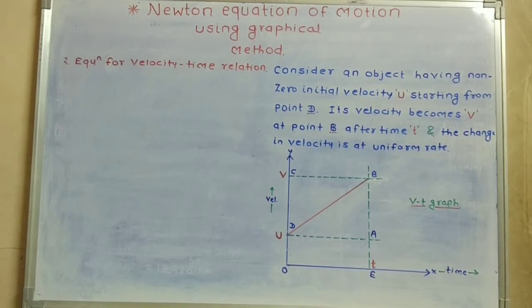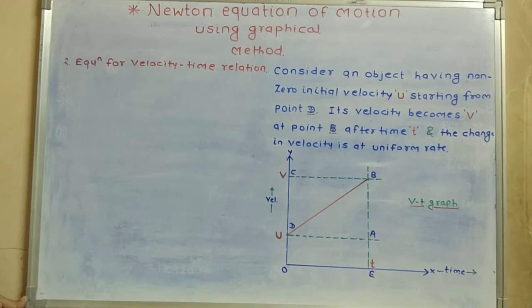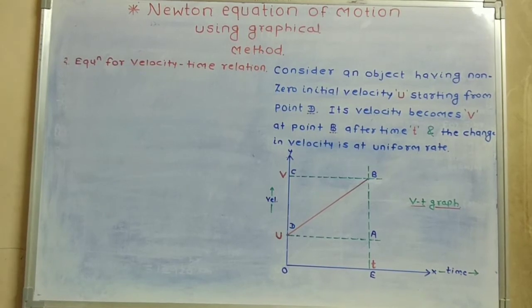Today we are going to learn a very important topic, that is Newton's equations of motion. Which are Newton's equations of motion? The first equation is v = u + at. The second equation is s = ut + ½at². The third equation is v² = u² + 2as.